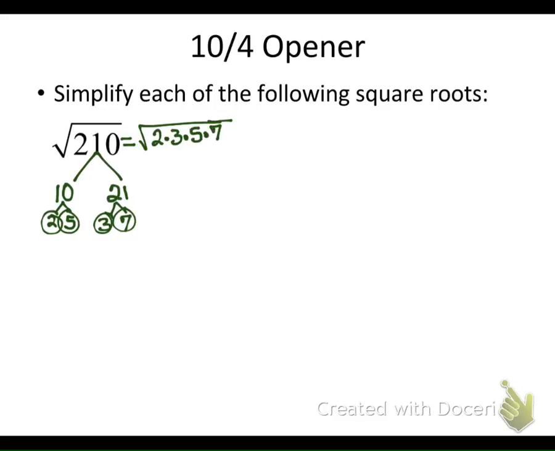Do I have any factor pairs? No. So this one here is going to be just like the first problem on our opener, right? So what happens when I multiply all those prime numbers together? You get 210. So it's just going to go back to the square root of 210, which means the square root of 210 was already in simplest form.